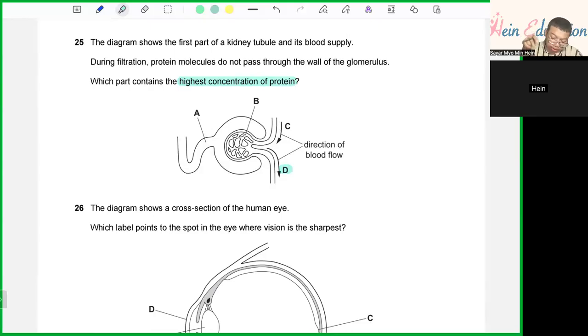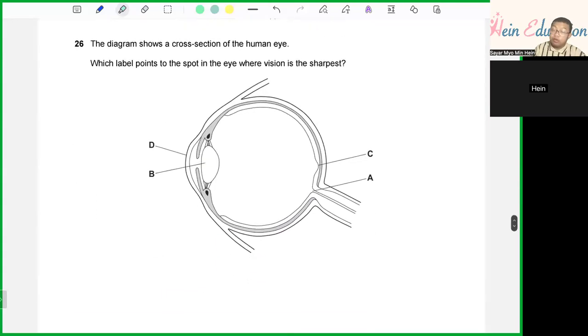Because after passing through the glomerulus, some things like urea, water, and everything got filtered. So the concentration of protein would be highest at point D, even though C also contains some protein, but it's still mixed with other components like water, urea, and salt. But after filtration and everything, the concentration of protein increases, or becomes the highest, when they leave the glomerulus.